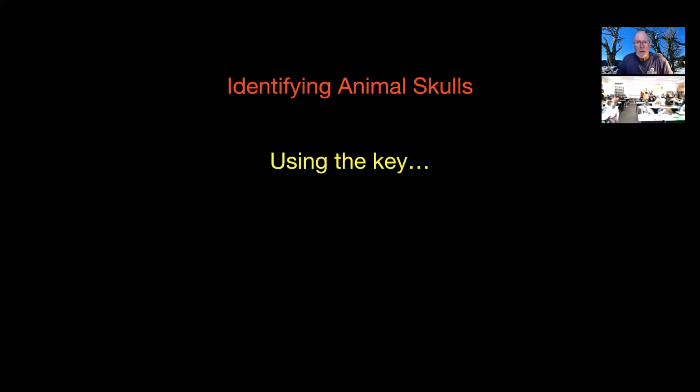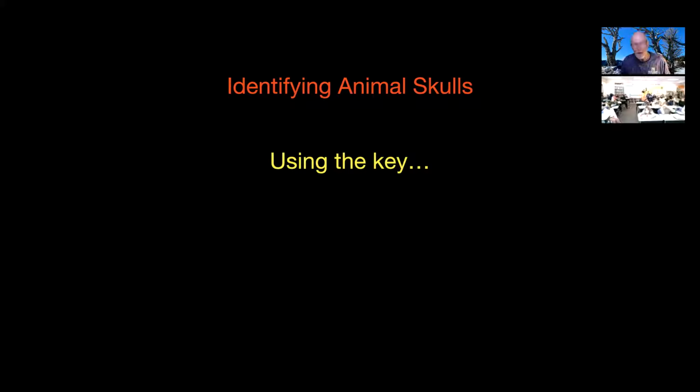All right, what we're going to do now is I'm going to teach you how you can begin to identify skulls of animals. And a lot of it is based on their teeth. And so I'm going to teach you how to use what we call a key. Everybody's going to get a piece of paper that has a key on it. And a key is something that opens a lock or opens a door. In this case, the key opens the answer to the skull that we're looking at.